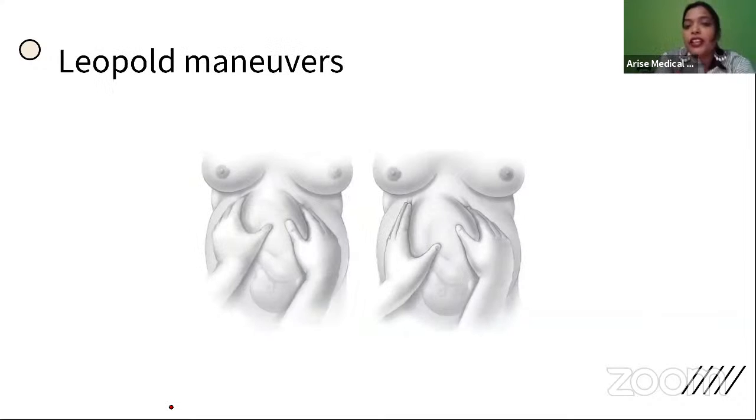Leopold maneuvers are one more important topic which can be asked. The first 3 maneuvers are done by seeing the patient's face, whereas the last maneuver is done by seeing the patient's feet. This is the Leopold first maneuver, which is called the fundal grip. So what do we do in this fundal grip?